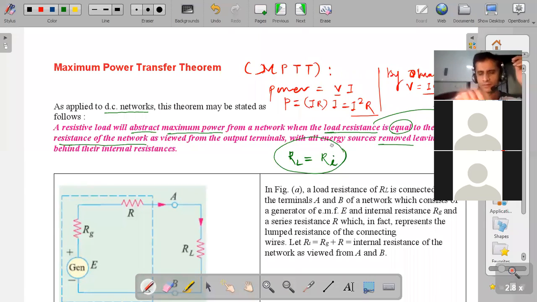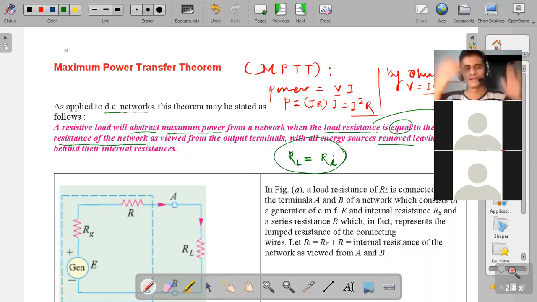This is the formula. Dear student, if RL equals Ri, if external resistance is equal to internal resistance, RL means external resistance. If you want maximum power in a particular circuit, then the condition is that internal resistance is equal to external resistance. Dear student, external resistance is also referred to as load resistance.